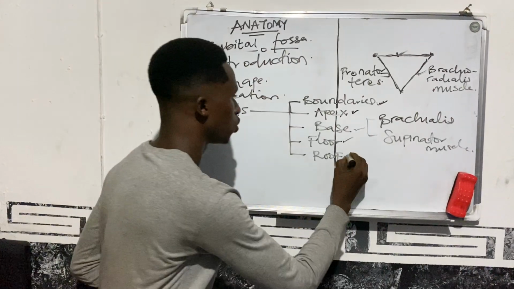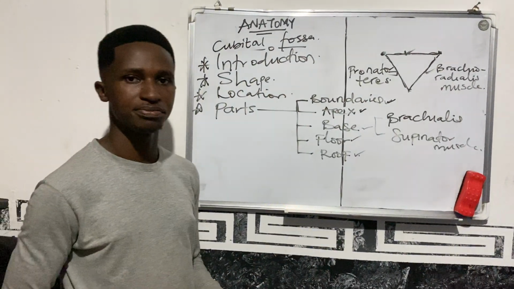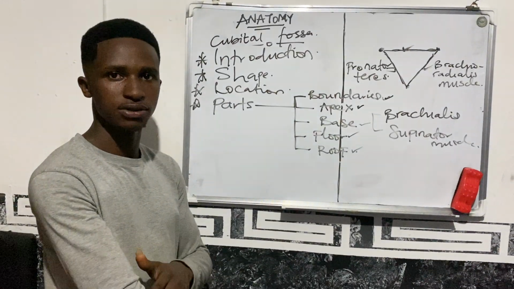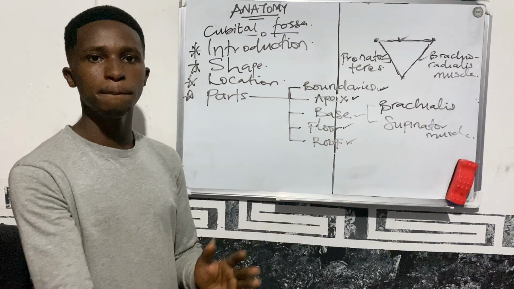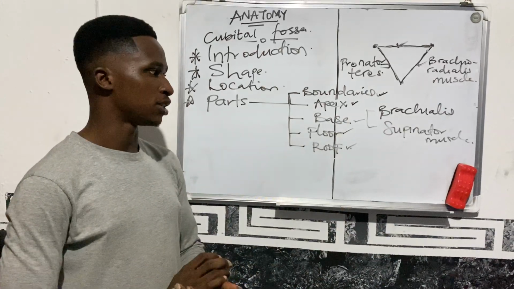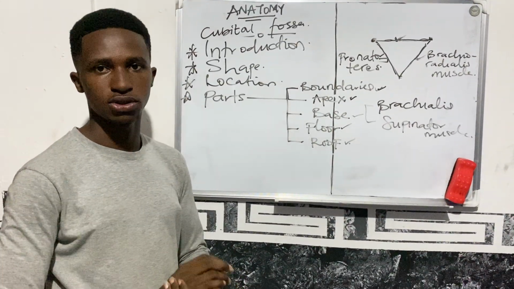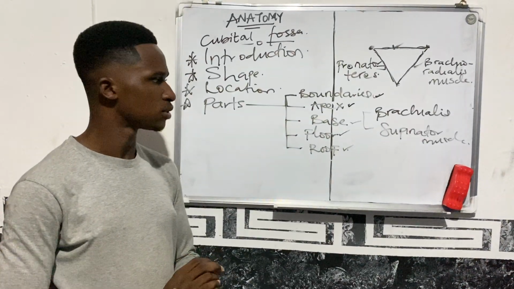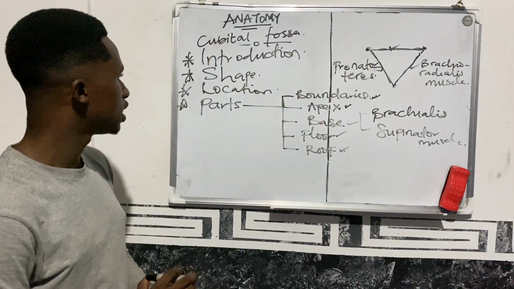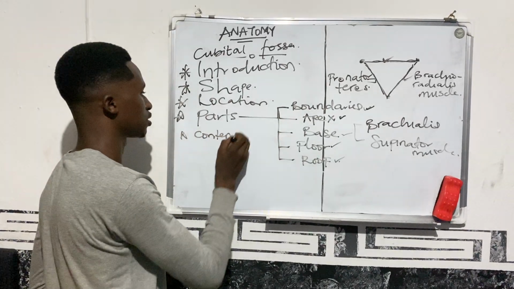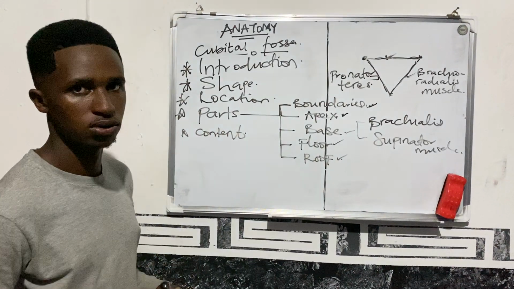With that, we go to the roof of the cubital fossa. The roof of the cubital fossa is this aspect you can see, very superficial. It is formed by skin, and also by the subcutaneous fatty tissues that you see in that region. Now, we move to the next aspect, which is the content of the cubital fossa.